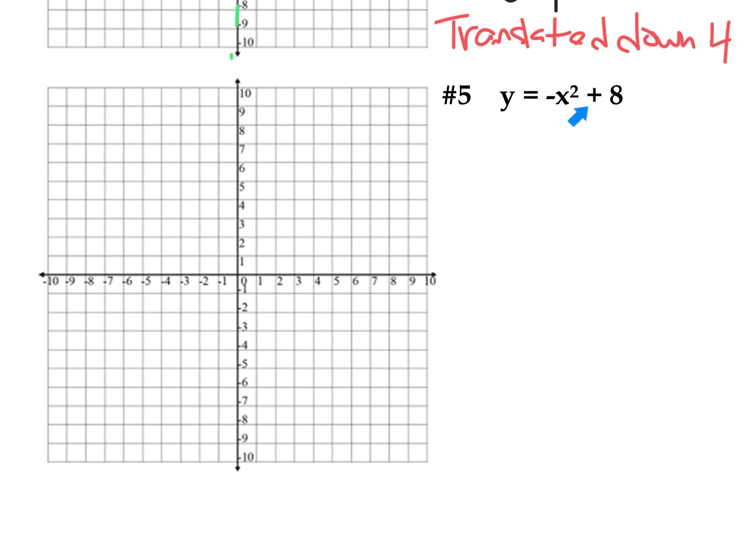And then the plus 8. Okay, in the last one we had a minus 4 there, and it translated it down 4. So that plus 8, you might guess, is going to move the whole graph up 8.